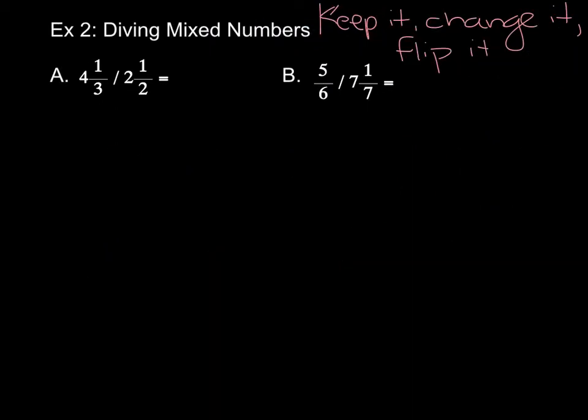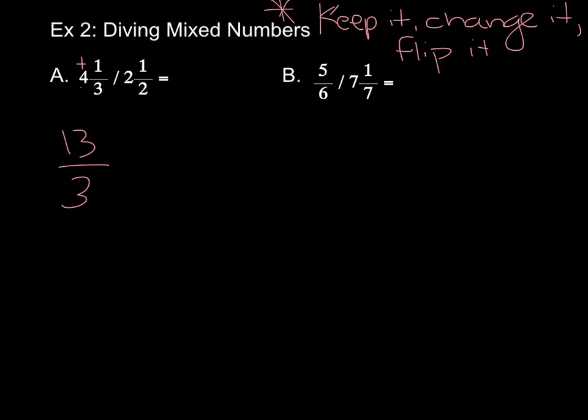Example 2 is dividing mixed numbers. I want you to write this note again. Keep it, change it, flip it. We're going to use that when we divide mixed numbers. But before we can even start dividing or multiplying, we have to change both of the mixed numbers into improper fractions. So we're going to multiply the denominator, the bottom number, by the whole number and add the numerator. So 4 times 3 is 12, plus 1 is 13 over 3.